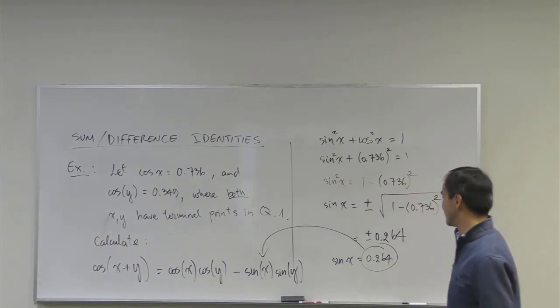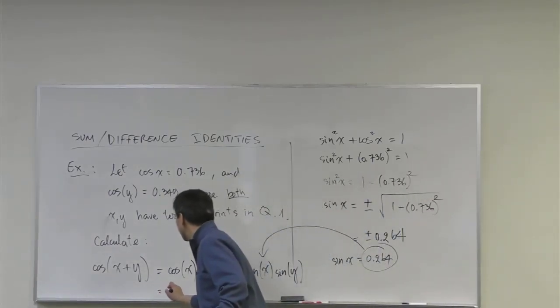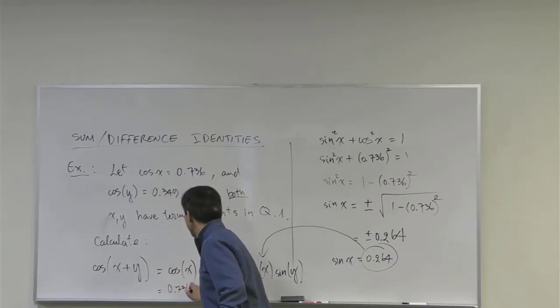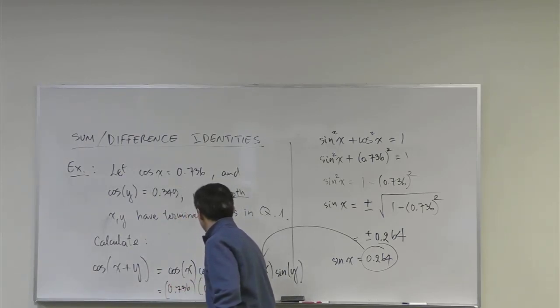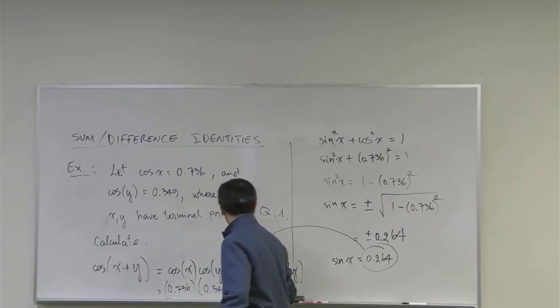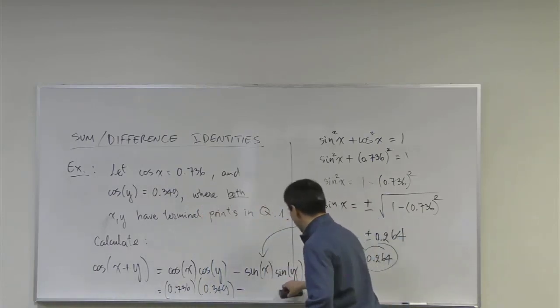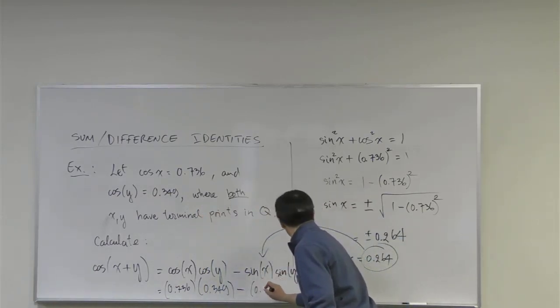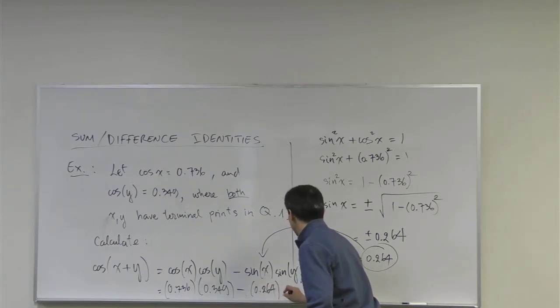Right? So that means this work here becomes 0.736 multiplied with 0.349, right? We're subtracting, so now sine of x, we have a value available at this point, 0.264, right? And then what about sine of y?